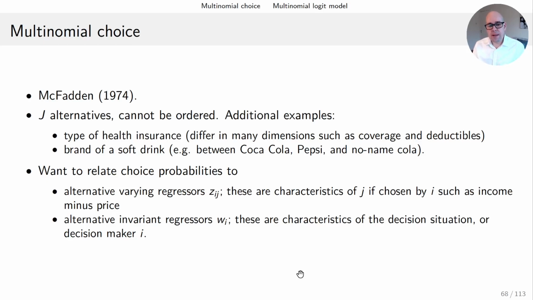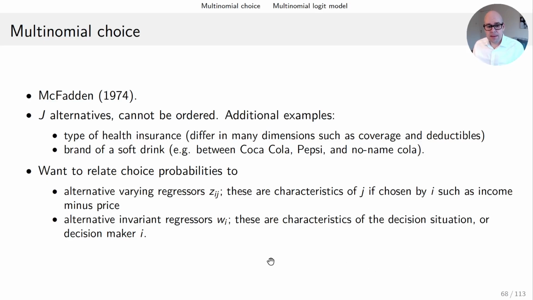What we want to do here is to relate choice probabilities or choices to two types of variables that we can measure. So one type would be alternative varying regressors. An example would be income minus price. So these are characteristics of alternative J if chosen by individual I. Income minus price, so that would be the money that is left for other consumption, let's say.